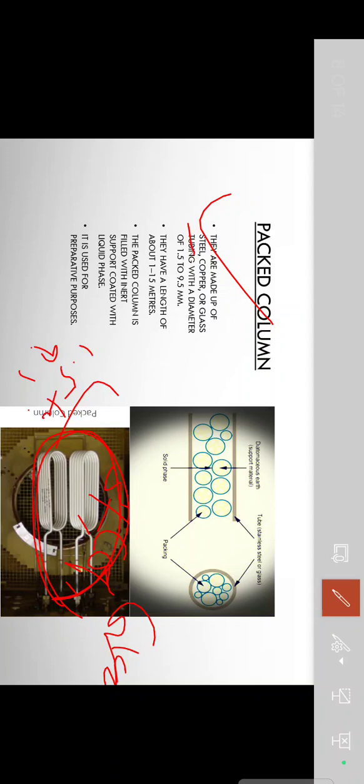Okay, next, the packed column is filled with inert support coated with liquid phase. Inside the column, it is packed with inert support coated with liquid phase. So it is packed with liquid phases. It is used for preparatory purposes. Also remember that it is used for preparatory purposes.